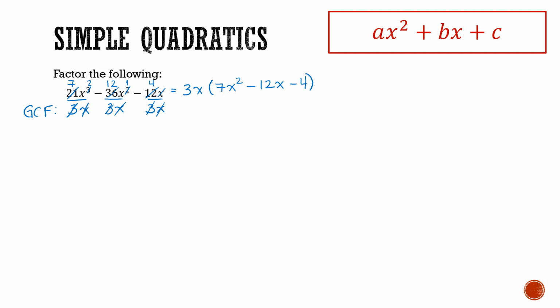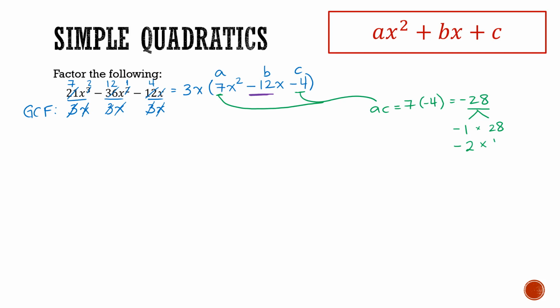Now I have a quadratic with my a value equal to 7, my b value negative 12, and my c value negative 4. I'm going to multiply my a and my c values, and I get 7 times negative 4, which gives me negative 28. So I want to find the factors in negative 28 that are going to add up to this b value over here of negative 12. I've got negative 1 times 28. Well, that's not going to work. Negative 2 times 14. Well, that one gives me positive 12, but I want negative 12. So let's make this plus 2 and negative 14. Now I have the combo I need that both multiplies to get me negative 28 and adds up to get me negative 12.